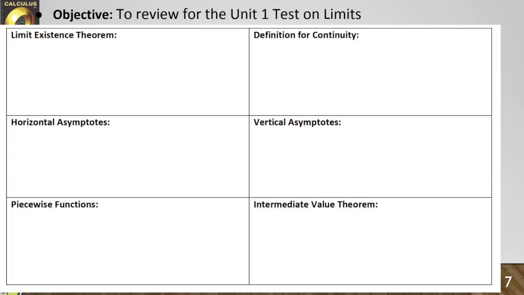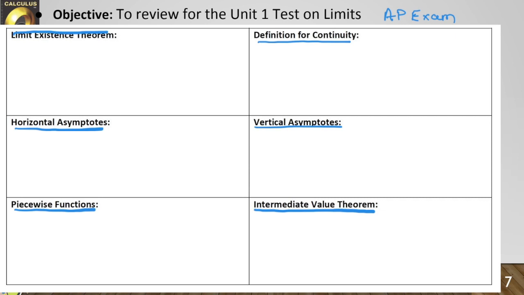Then you want to think about the limit existence theorem. Yes, do you remember that one? It feels like it was such a long time ago. The definition for continuity is on every AP exam. So write down where your vertical and horizontal asymptotes come from. What is a piecewise function? What example problems did we have with piecewise functions? And of course, write down your intermediate value theorem and any information that could be useful when studying for your AP exam. Because what you're doing is creating a study sheet for your test, but also for the AP exam.